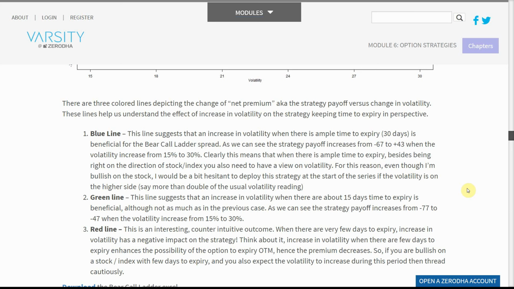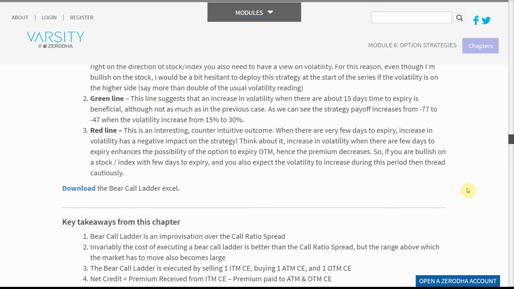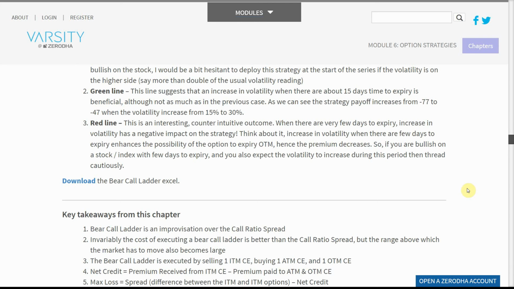For this reason, even though I'm bullish on this stock, I would be a bit hesitant to deploy this strategy at the start of the series if the volatility is on the higher side, say more than double the usual volatility reading. Green line. This line suggests that an increase in volatility when there are about 15 days to expiry is beneficial, although not as much as in the previous case. As we can see, the strategy payoff increases from minus 77 to minus 47 when the volatility increases from 15% to 30%.